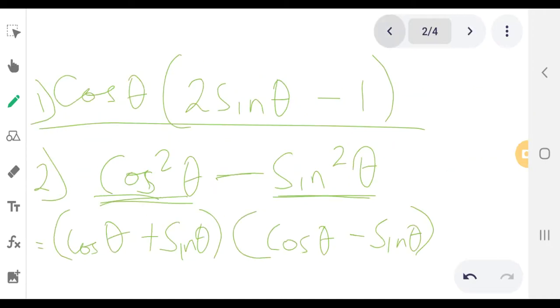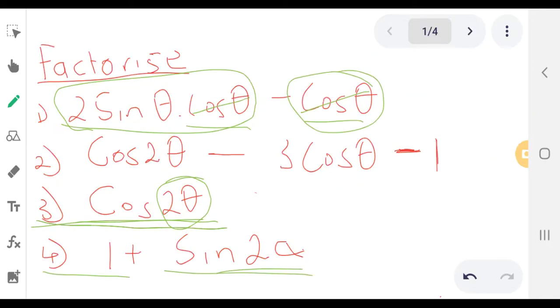So I will ask you to come back and do number 3. No, we've done number 3. I will ask you to come back to do number 2, after learning how to factorize.